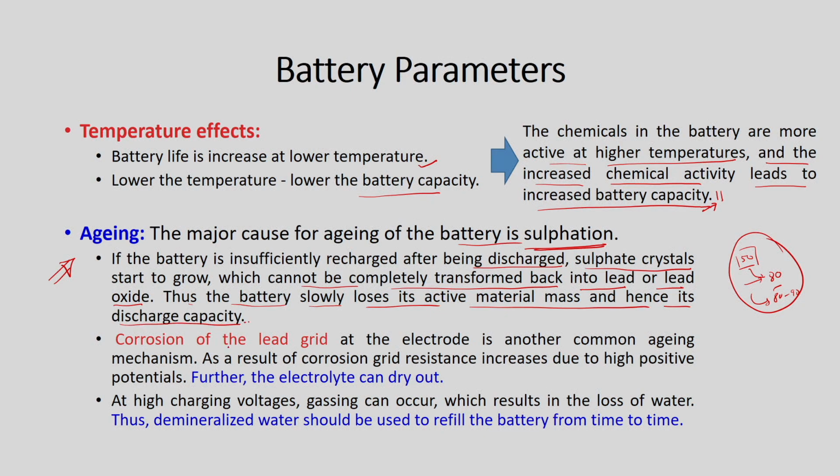And corrosion is also one of the problems. Because of this corrosion, electrolytes may dry out, and at a higher charging voltage, if the battery is charged at very high voltage, gassing can occur. Gas will be generated, which results in the loss of water. As you can see in the overall reactions, water will be on the product side, so water losses will be there. Thus demineralized water should be used to refill the battery from time to time. That is why we have to buy demineralized water to be used in those lead acid batteries for proper functioning.